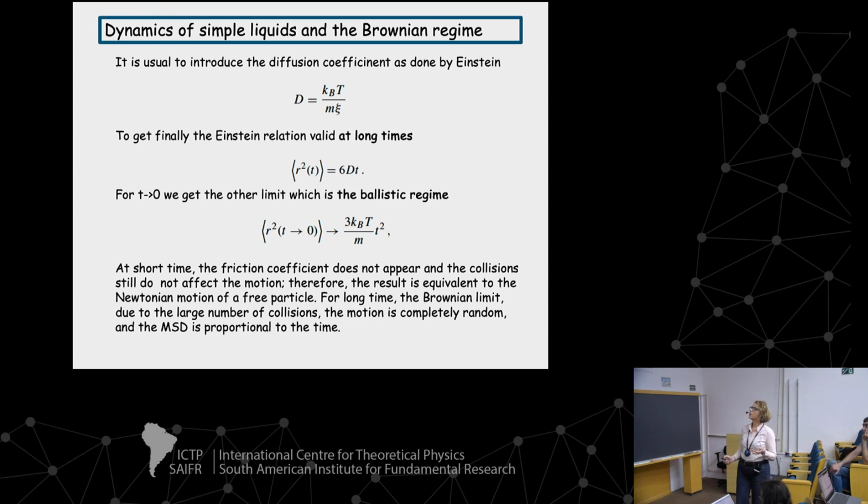So if you're working in 3 dimensions, r squared of t is going to be 6Dt. If you work in 2 dimensions, r squared of t is going to be 4Dt. If you work in 1 dimension, x squared of t is going to be 2Dt. So remember that the number here depends on the dimension, but D is always the same, as always in this expression.